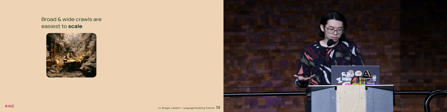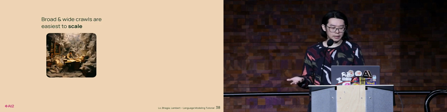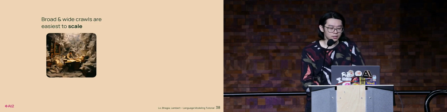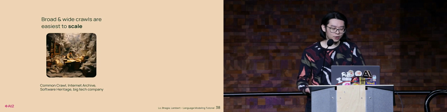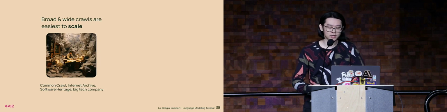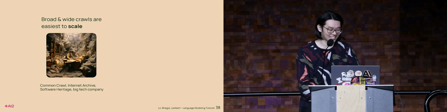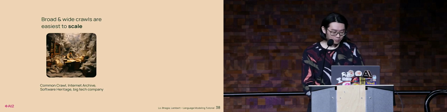Going back to our objectives, there's two types of crawling you want to think about. You want to think about broad, wide crawls. These are really easy to scale, so that gets you your scale. Think about your Common Crawls, your Internet Archives, your Software Heritages, or your big tech company if you have a lot of ability to do this yourself.